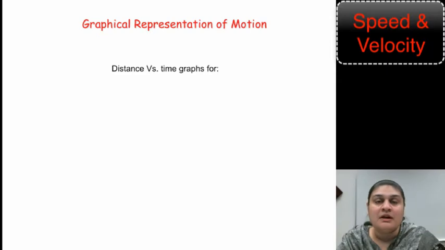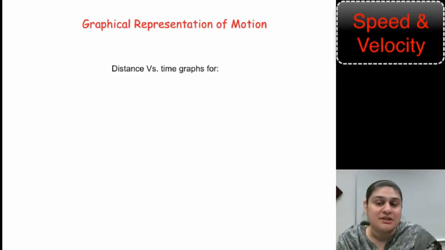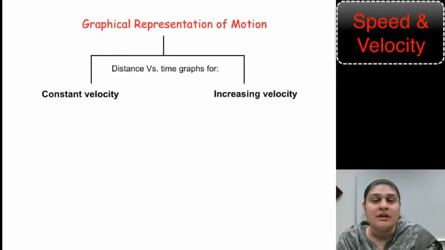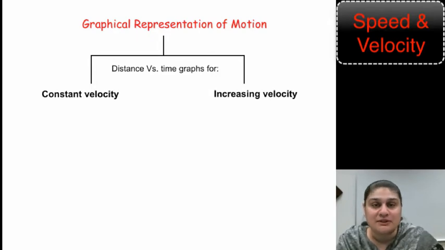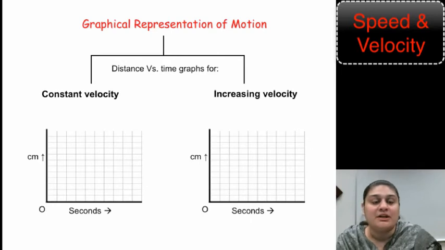So now, graphical representation of motion. In order to define graphically the motion of any object, we will talk about two different things. One will be constant velocity and the other one will be increasing velocity. For a constant velocity, the graph looks something like this.